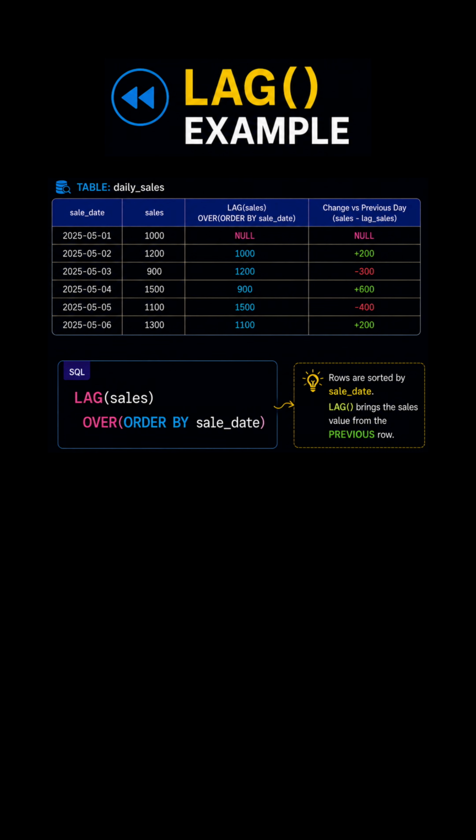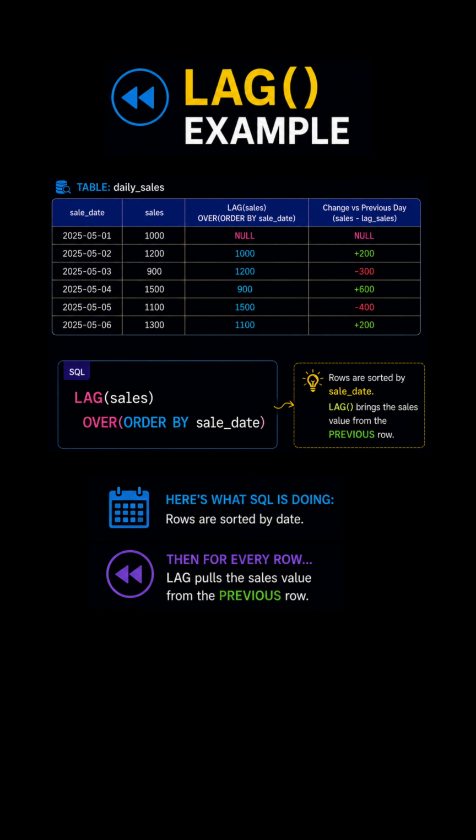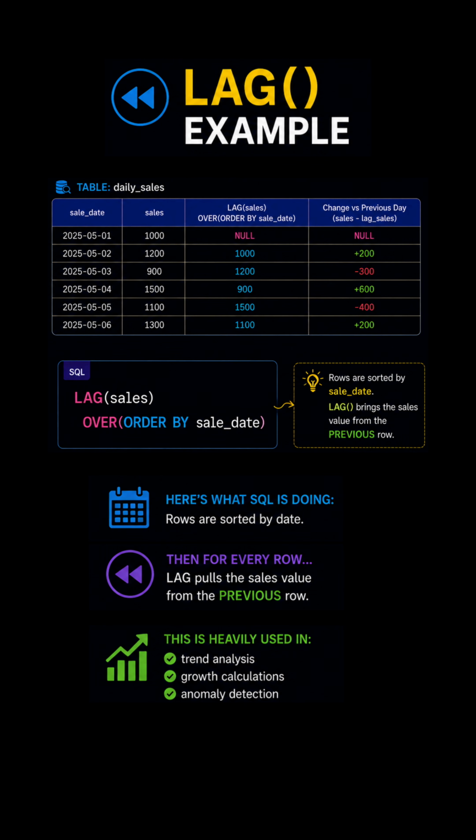Here is what SQL is doing. Rows are sorted by date, then for every row, lag pulls the sales value from the previous row. This is heavily used in trend analysis, growth calculations, and anomaly detection.